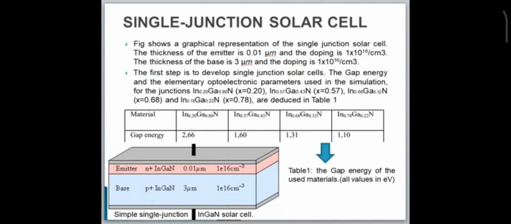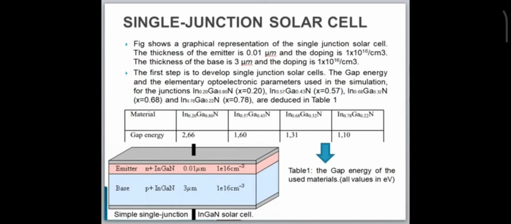It is 2 point, not comma. This is the point. When the value of mole fraction x is equal to 0.57, then the band gap energy is reduced to 1.60 electron volt. As you increase the value of the mole fraction, it will reduce the band gap energy. When x is equal to 0.68, the band gap energy is reduced to 1.31, and when x is equal to 0.78, the band gap energy is reduced to 1.10 electron volt.